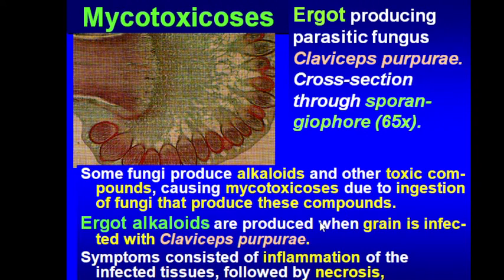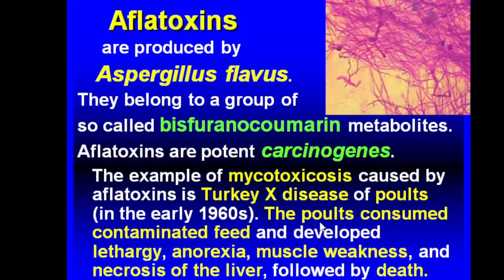For example, ergot alkaloids are produced in a grain if it is infected with Claviceps purpurea. And the symptoms of these mycotoxicoses can be very severe, usually accompanied with a very strong inflammatory response in the tissues, then with necrosis. Sometimes it may demonstrate a neurological effect with hallucinations, and sometimes it may cause gangrene. So the second example of the toxins that are produced by fungi is, for example, the aflatoxin produced by Aspergillus flavus.